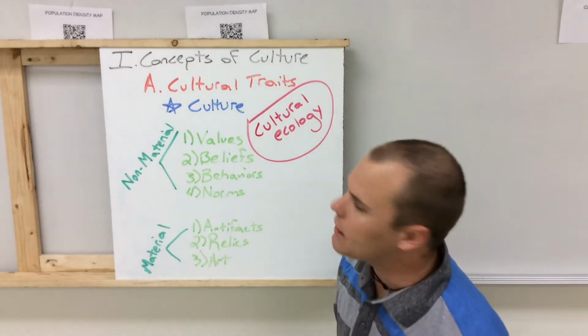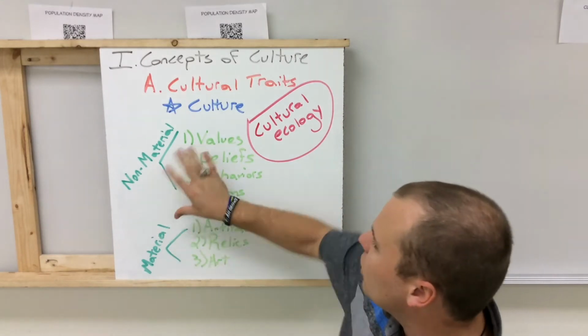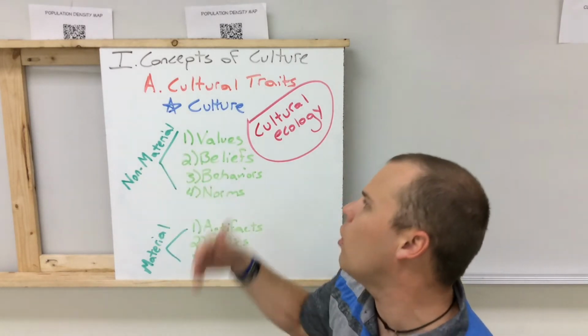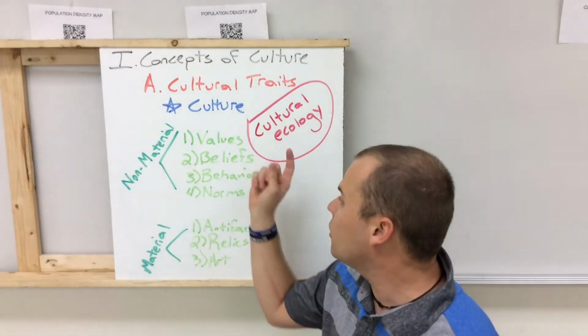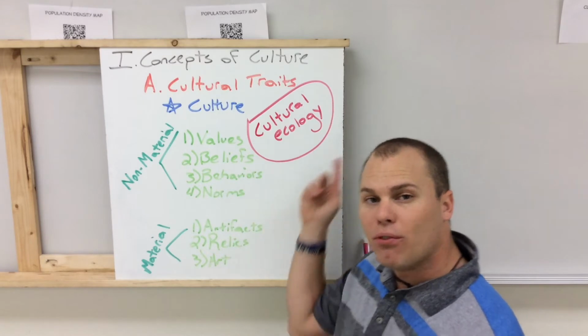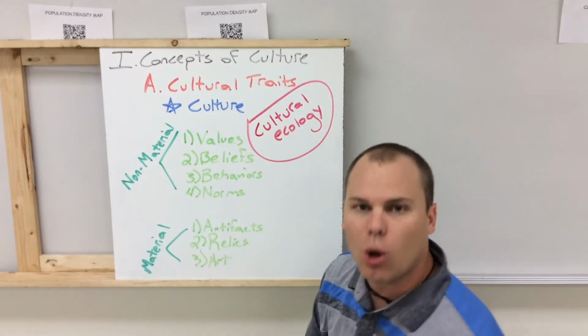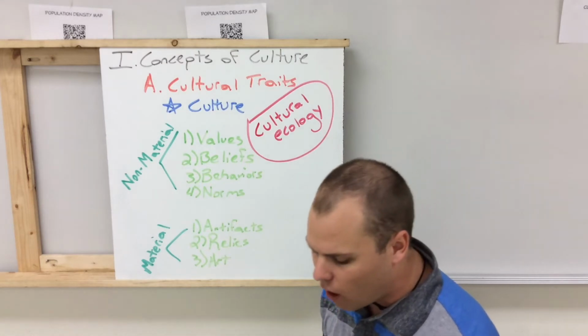There's a lot of different things that come together and make culture. Now, the first element that we're going to be looking at is the non-material elements of culture. These are your values, beliefs, behaviors, and norms. One thing before I forget to identify is that cultural ecology fits within cultural traits, and sometimes we disregard this.